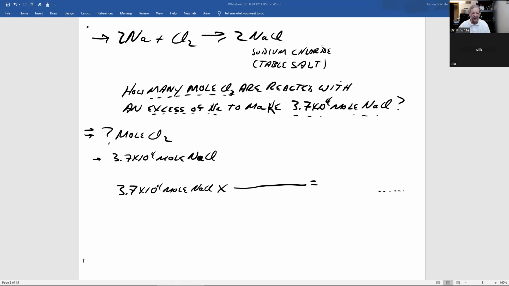And everybody's done. So the answer is, we figured it out right here. We want to get to moles of chlorine, Cl2. Now, what units go on top and bottom of that ratio? Your turn again.